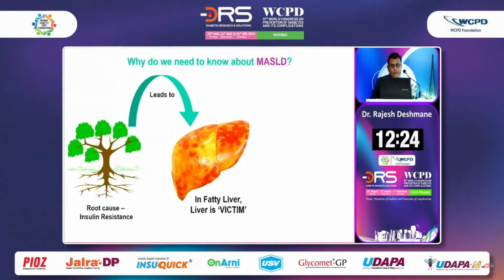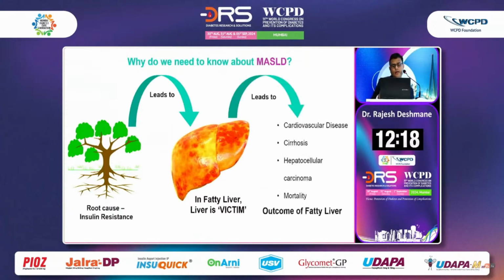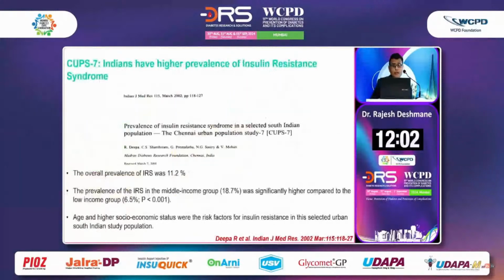And yes, here the liver is the victim, and the root cause is insulin resistance, which leads to fatty liver disease. The outcomes of fatty liver disease, we know, are cardiovascular disease, cirrhosis, hepatocellular carcinoma, as well as increased mortality. But the major outcome is not cirrhosis or hepatocellular carcinoma; cardiovascular disease is the major problem.